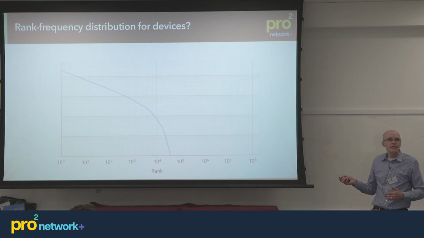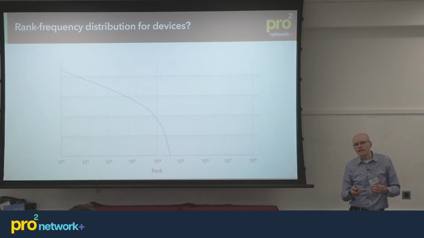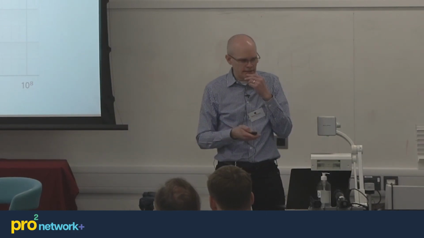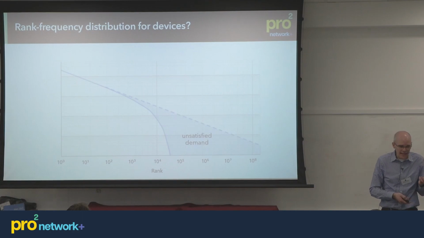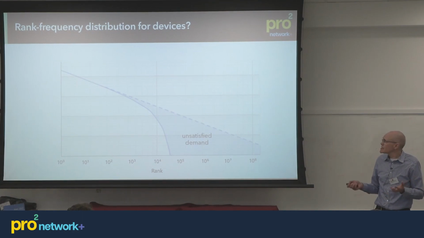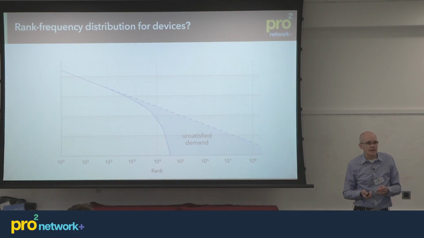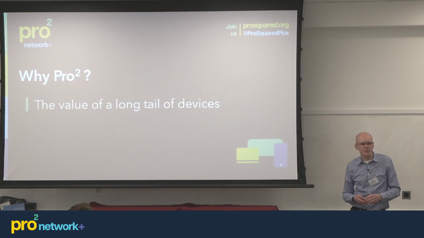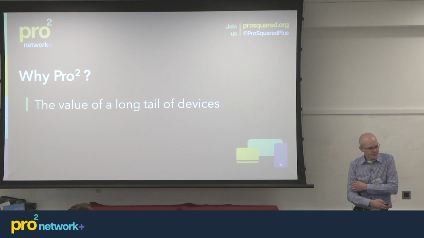On the right-hand side, there is no long tail because it's hard to design and manufacture and deliver devices, even at low volumes. In fact, especially at low volumes. It's just not cost effective. And so this long tail doesn't exist. But Zipf's law tells us it should, right? There's every reason to believe there's this gap of unsatisfied demand. And that's really, in a nutshell, one of the motivations for pro²: how can we unlock this long tail of hardware?